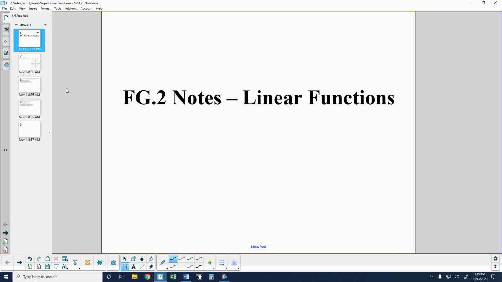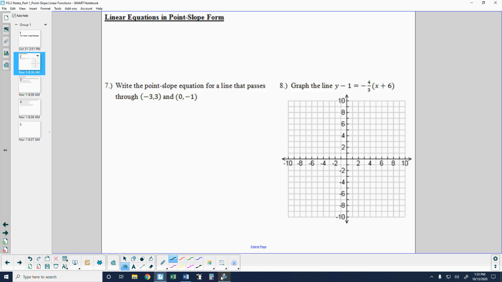Welcome back to another Algebra 2 lesson as we continue the FG.2 notes as part of Unit 2 dealing with functions. In FG.2 notes part 1, we took a look at slope-intercept form of linear functions. In part 2 here today, we are going to look at point-slope form of linear functions.